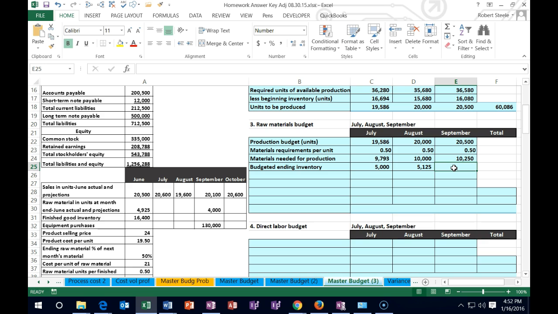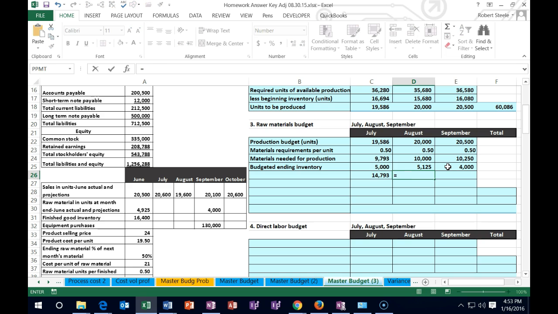The problem's going to have to give us that in some way. They can either give us what the materials needed for production is, so we can take 50% of it, or they can just give us the number. This problem just gives us the number here. So we see that raw materials in units, they gave us this number for September in this case. So we're just going to plug in the 4,000. So then we can add those two up. I'm just going to add up the 9,793, that's the materials needed, plus how much we want in the inventory.